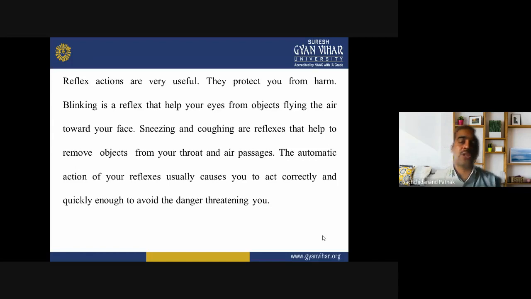The automatic action of your reflexes usually causes you to act correctly and quickly enough to avoid the danger threatening you. So these are the automatic reflex actions that usually cause you to do the right thing and to avoid danger, to counter the threat.